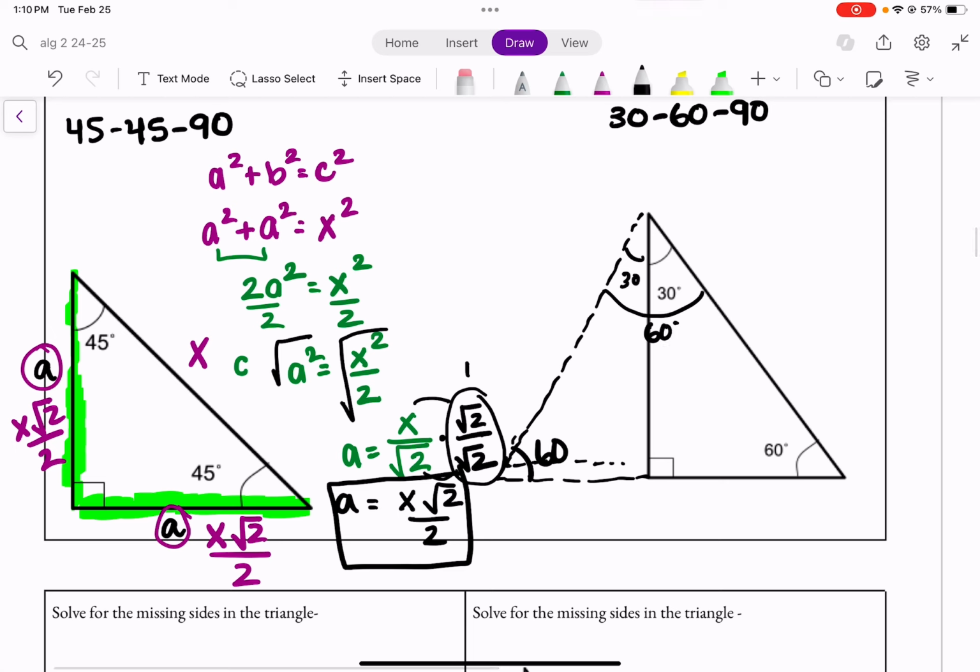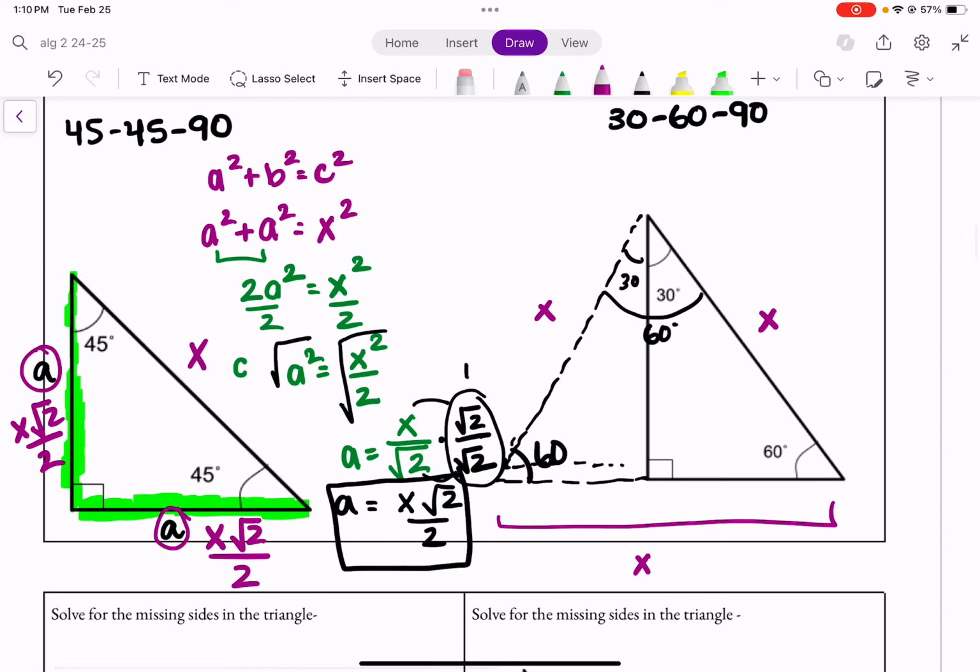So what happens is this is now an equilateral triangle, right? All the sides are the same. So if I make this x, that means this side is x. That means this whole side is x, which means this part right here is just half of the side. So this is just 1/2 x.